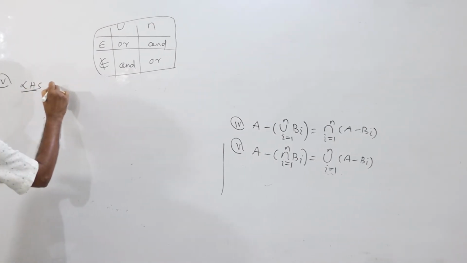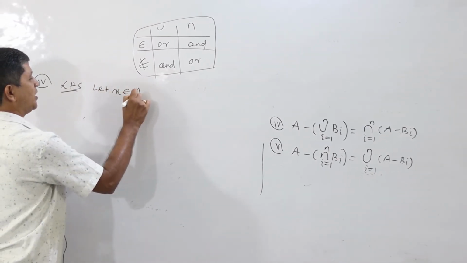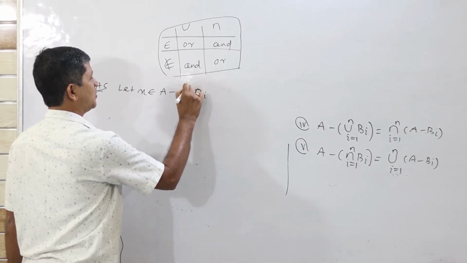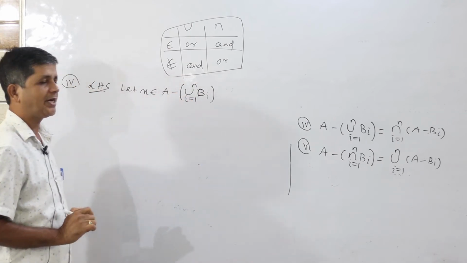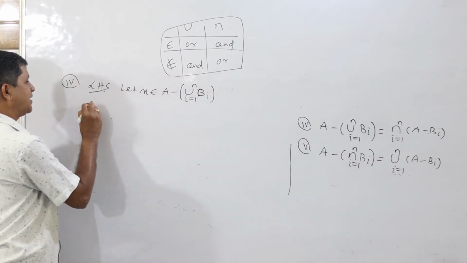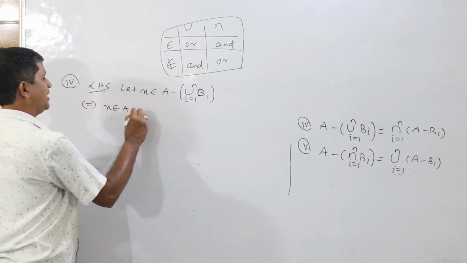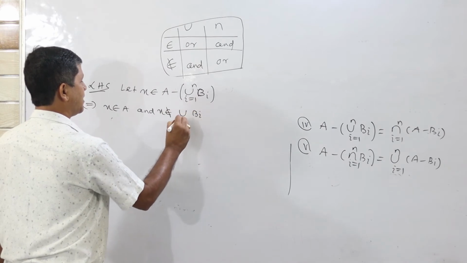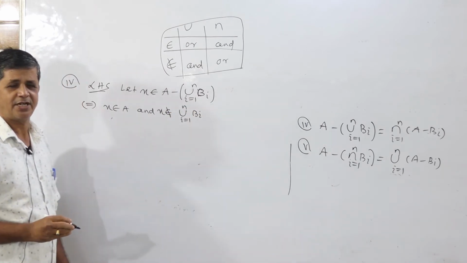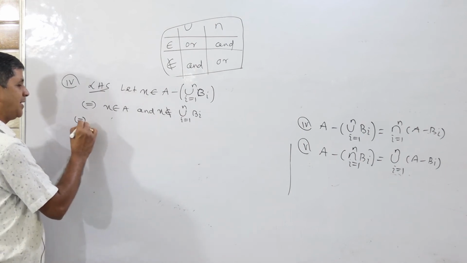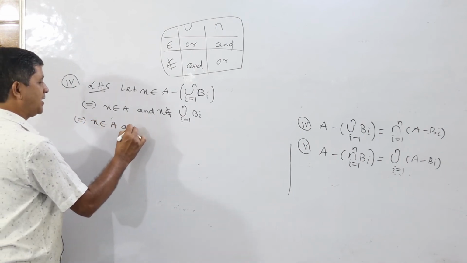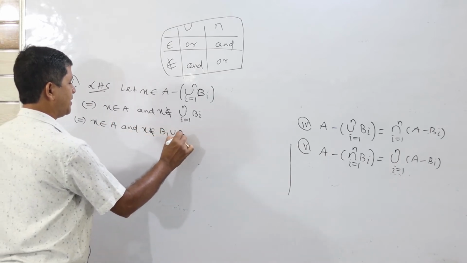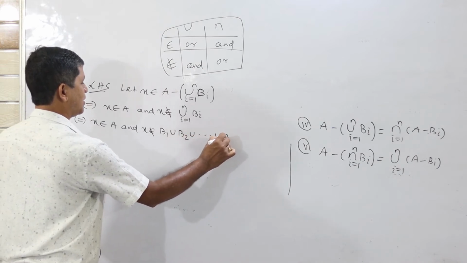Starting from the LHS, let x belong to A difference union of Bi, i varies from 1 to n. This implies and is implied by x belongs to A and x does not belong to union of Bi, i varies from 1 to n. Right? This implies and is implied by x belongs to A and x does not belong to B1 union B2 union ... union Bn.